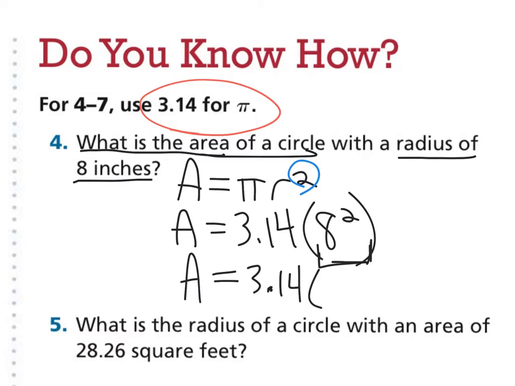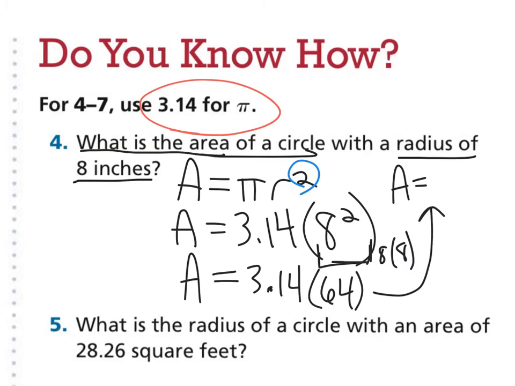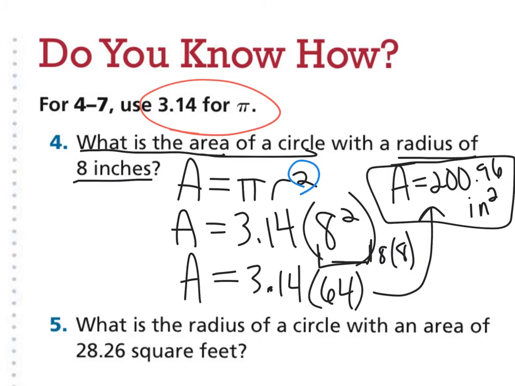So 8 squared means 8 times 8, which is 64. And then we take 3.14 times 64, which is 200.96. So 200.96 square inches would be the area of our circle.